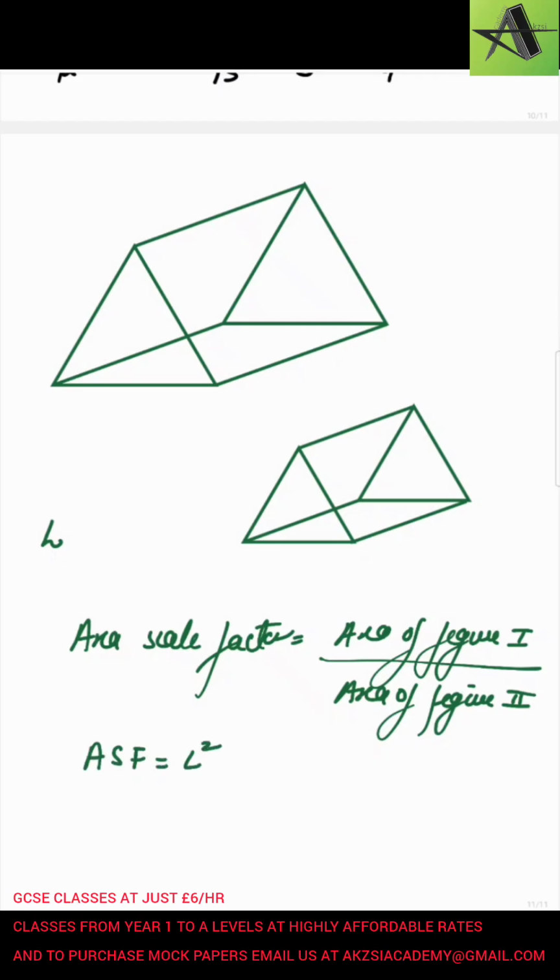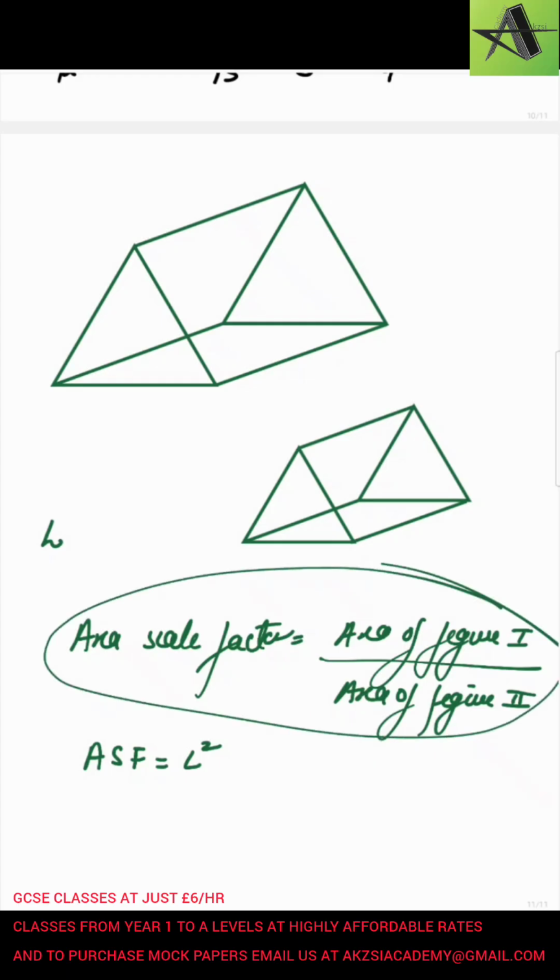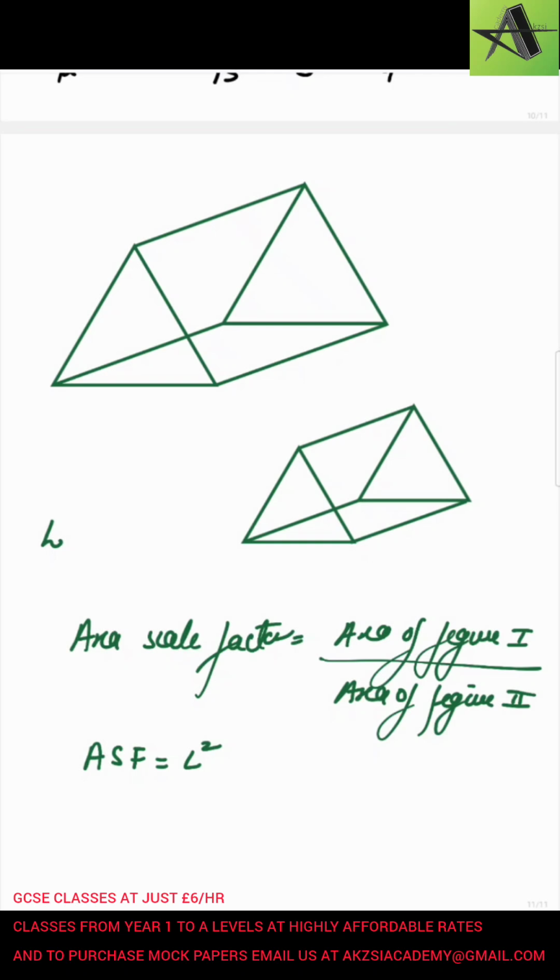So there are basically two ways of calculating. If the areas of two figures are given, you can use this formula to calculate the area scale factor. Or if you have the length scale factor given and you want to know the area scale factor, you can use this one, which says area scale factor is L squared.